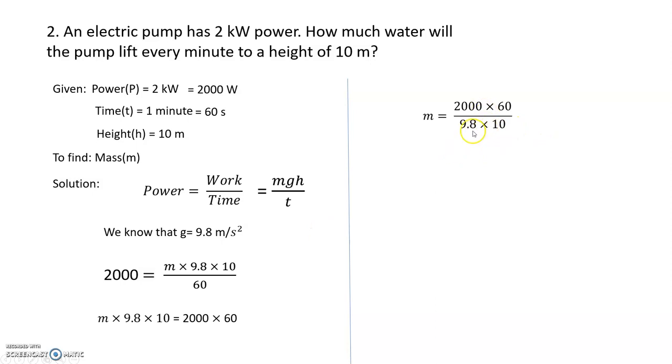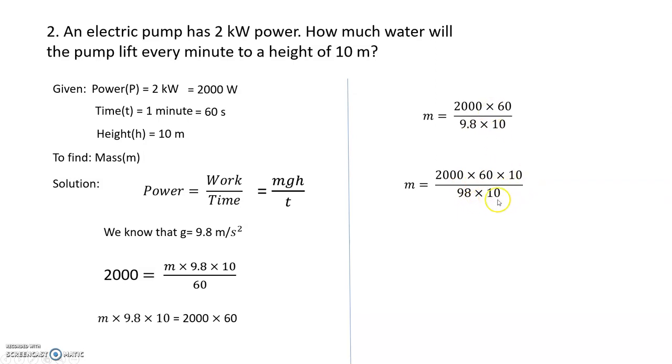Now, you can see there's a decimal point in the denominator. It's better we remove this decimal point, otherwise we'll have to divide by 9.8, which may be difficult. So how do we remove this decimal point of the denominator? Since the decimal point is in the denominator, multiply the numerator by 10 and the remaining things will remain as it is. So m is equal to 2000 into 60 into 10, and this 9.8 will be written as 98. That's what we are doing, removing the decimal point.